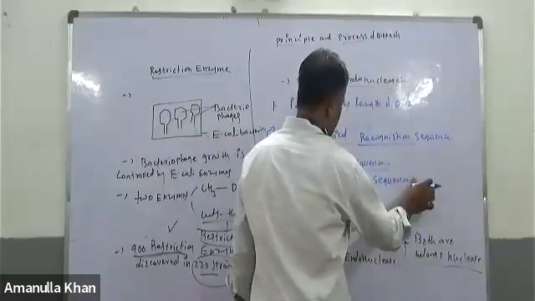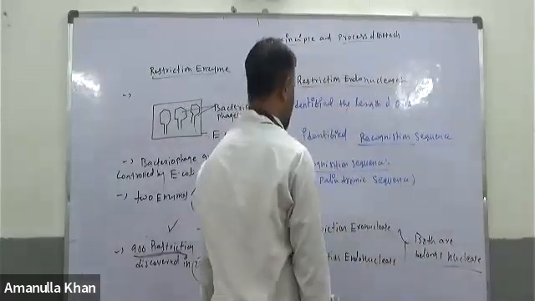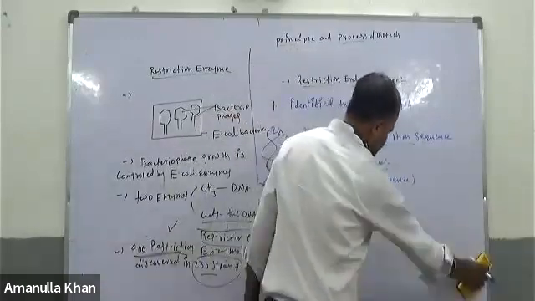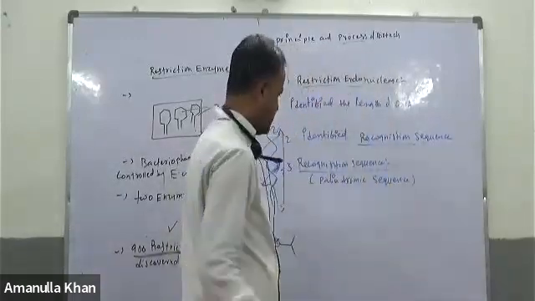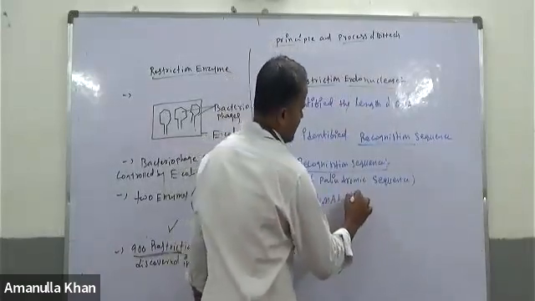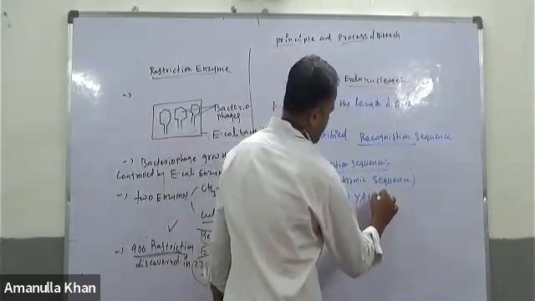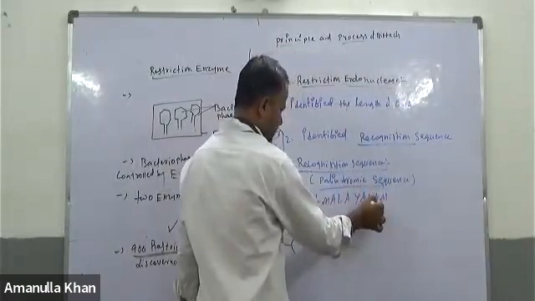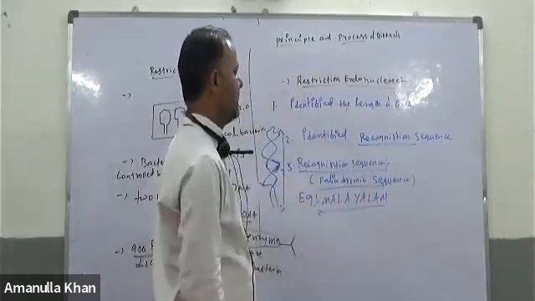Okay, bracket close. What is a palindromic sequence? Example: Malayalam. A palindromic example is Malayalam. See, when we read in the forward direction and in the backward direction, the same letters are repeated.